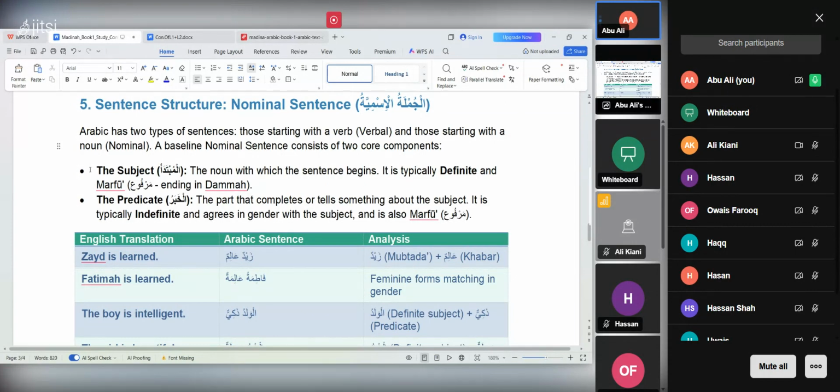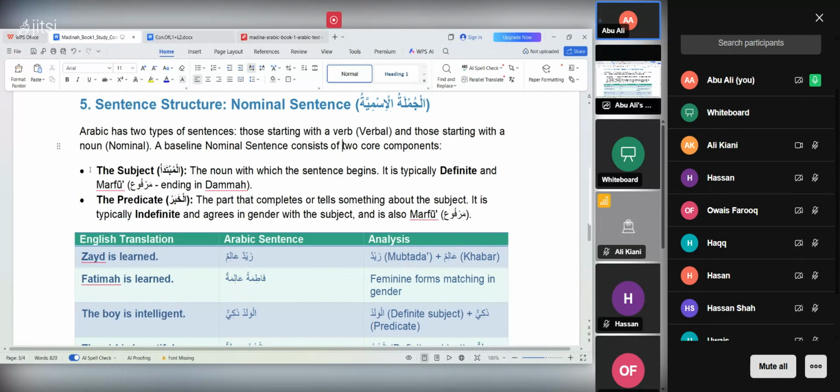So the two core components of a nominal sentence are the subject and the predicate. The subject is the mubtada. You see here how Yaman Abu Ja'far has refuted me. When we say al-mubtada, it literally means something that is begun with. The mubtada in principle starts the sentence. The first thing you pronounce in a nominal sentence is the subject, al-mubtada.